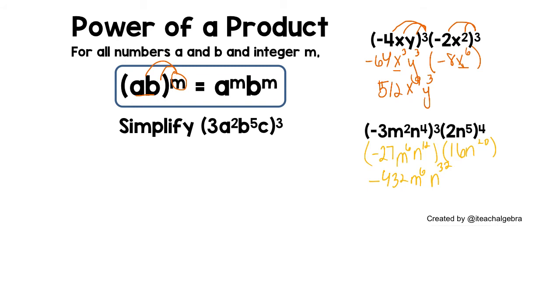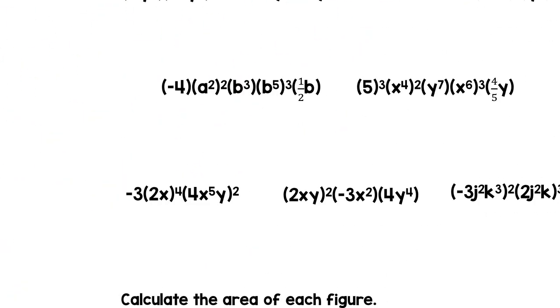Let's do this last one over here underneath our example. Simplify 3a squared, b to the 5th, c, all to the 3rd power. Well, 3 to the 3rd is 27. A squared cubed is a to the 6th. B to the 5th cubed is b to the 15th. And c cubed is just c cubed.